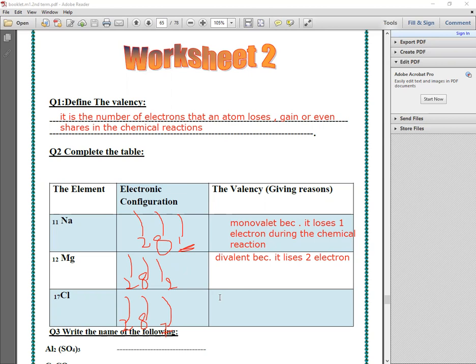Last one, chlorine 17, electronic configuration 2, 8, 7. It tends to gain 1 electron, so its valency is monovalent. Why monovalent? Because it gains 1 electron during the chemical reactions.